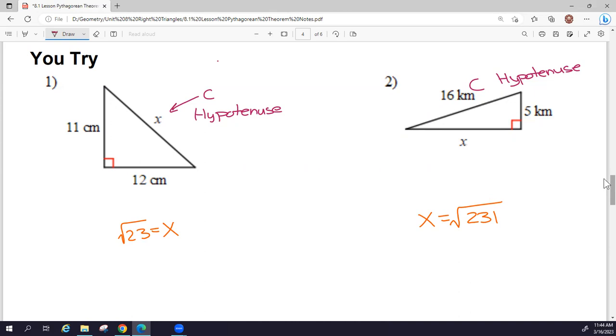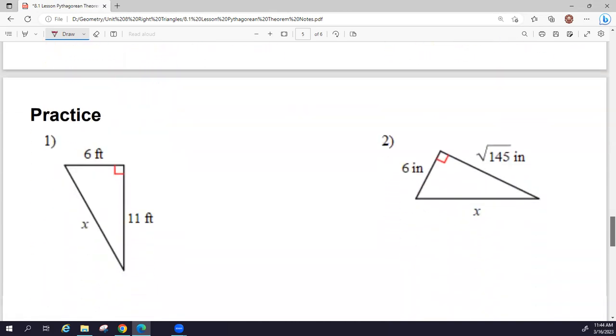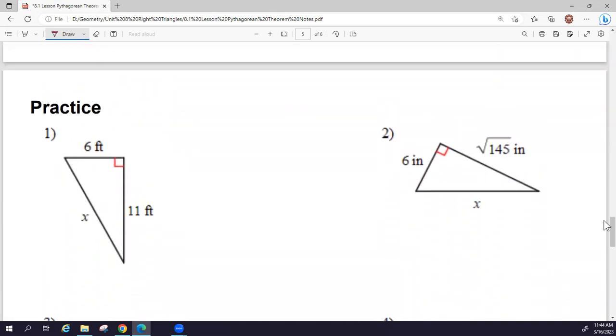And then when you're ready, please do the 8 practice problems. Take your time on these. If you need us, please do ask, and good luck.